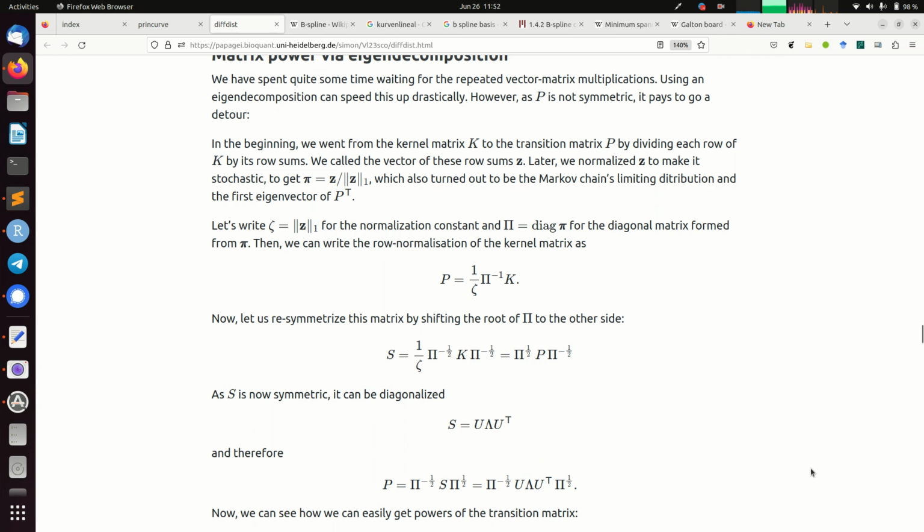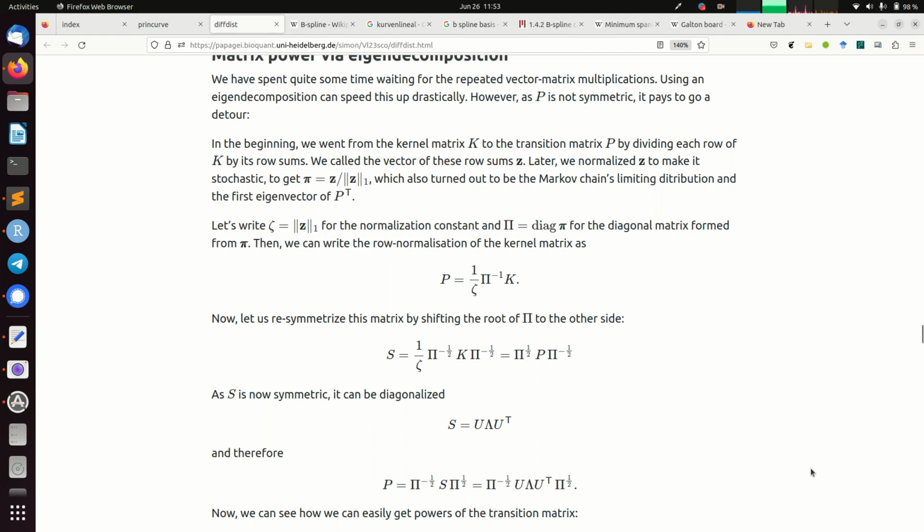So, and now we get the eigendecomposition of this thing. U lambda U transpose. And as you can now see, I can now write P is, let's turn this around. We take our P, say this is pi to the minus 1/2, S pi to the 1/2. So that is this equation turned around. And now I put in for S the eigendecomposition, pi to the minus 1/2 U lambda U transpose pi to the 1/2. And now something magic happens.